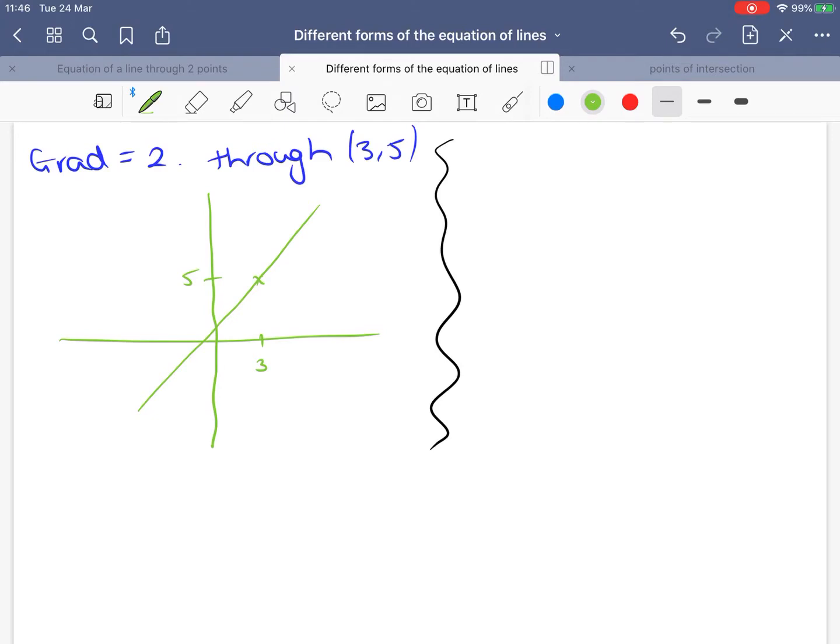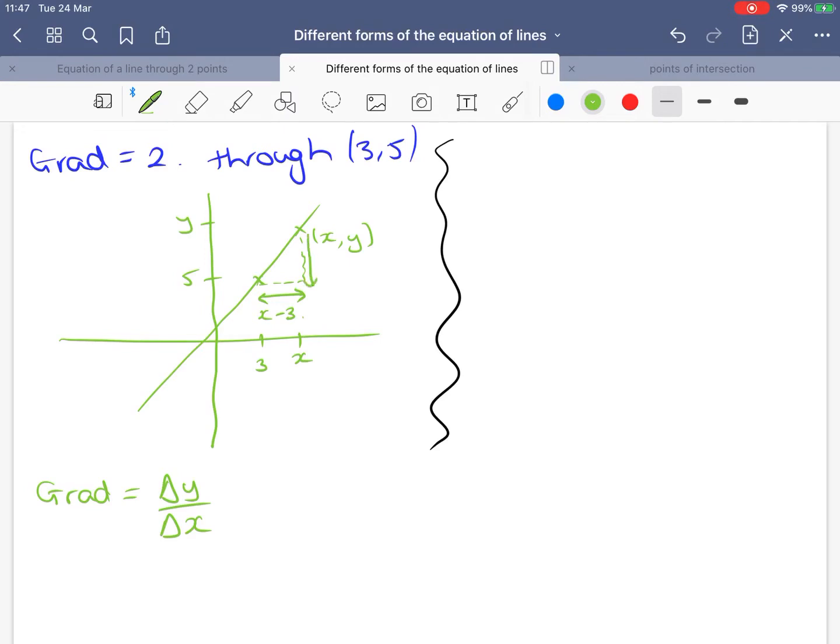Now, I could use y = mx + c, but I'm trying to prove something here. So I'm going to put a second point on this line, and I don't know what it is, so I'm going to call it a general point (x, y). So I've got x on the x-axis, y on the y-axis. I know my gradient is change in y over change in x. So putting my triangle on, which is what we always do, what is this distance here for the change in x? Well, it's going to be x take away 3.